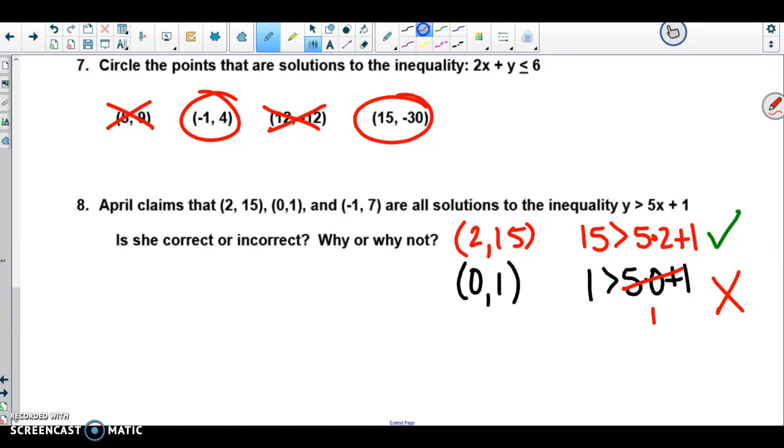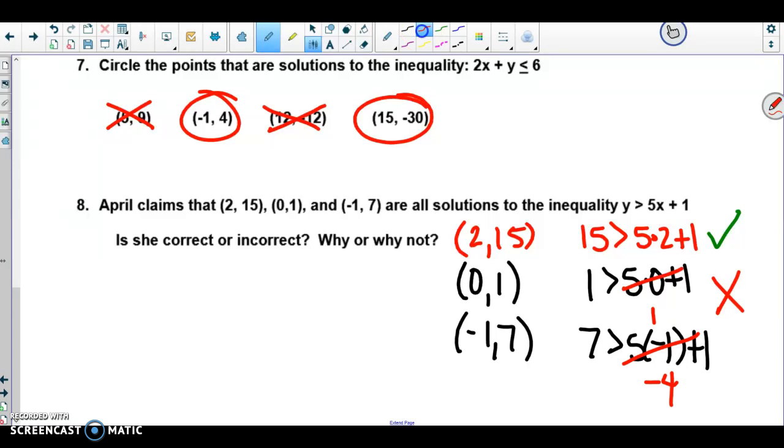And then finally, let's just test the last one here. We're checking -1, 7. Same type of thing. We're checking to see: is 7 greater than 5 times -1 plus 1? Well, 5 times -1 would be -5, plus 1. That would give us a total of -4. 7 is greater than -4. And so, yeah, that one would work.